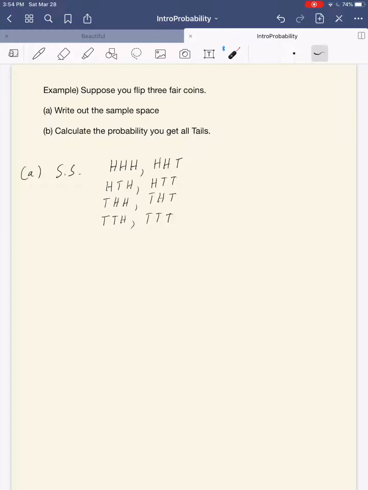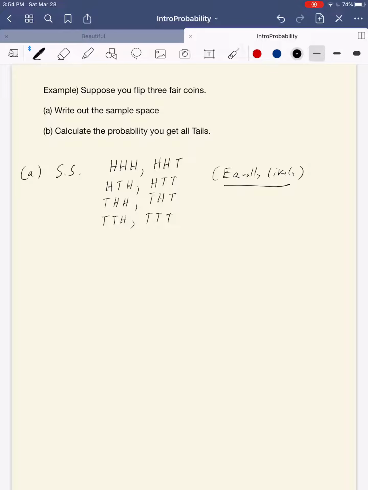You can also just mess around and think about it: there's really nothing else that could possibly happen, right? You can't think of another combination of H's and T's that I didn't write out here. These, once again, are all equally likely.